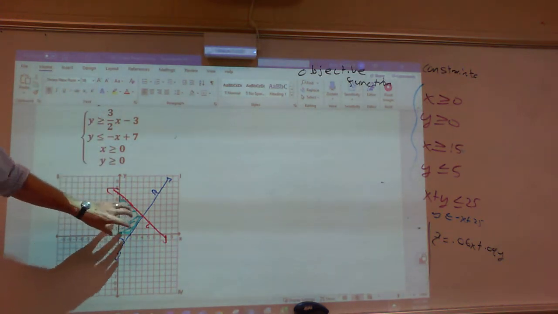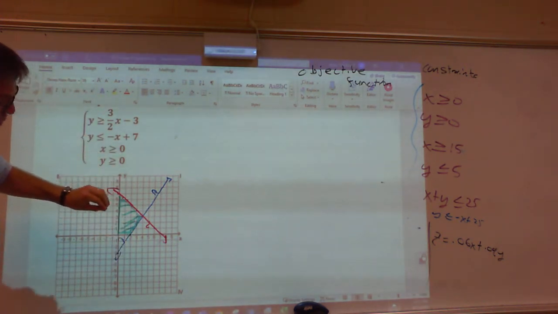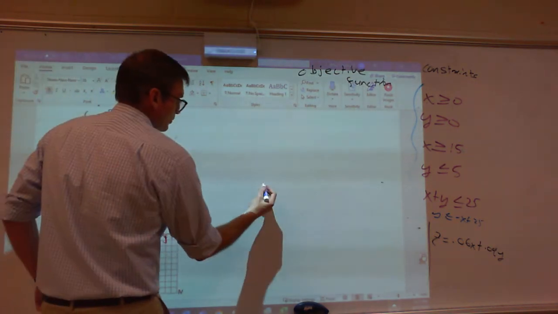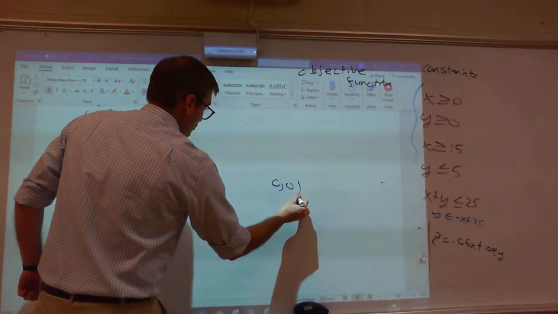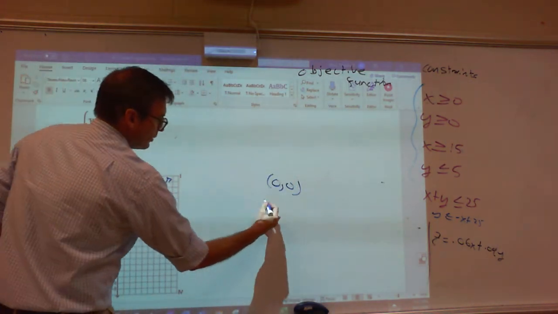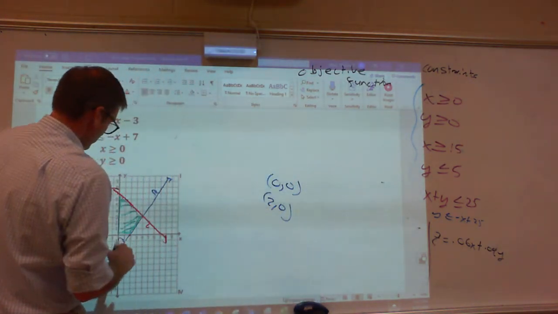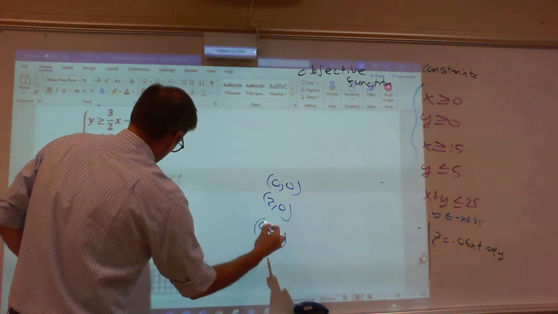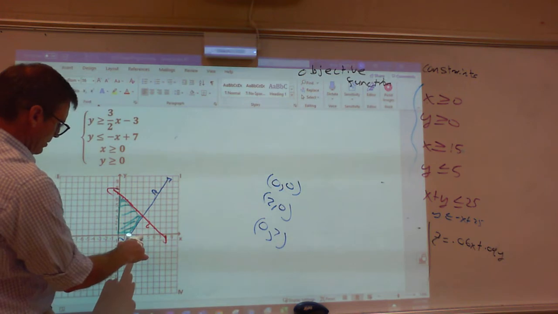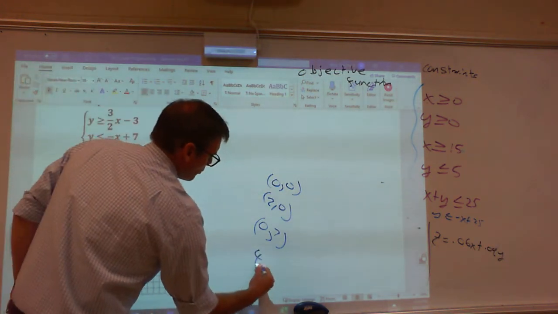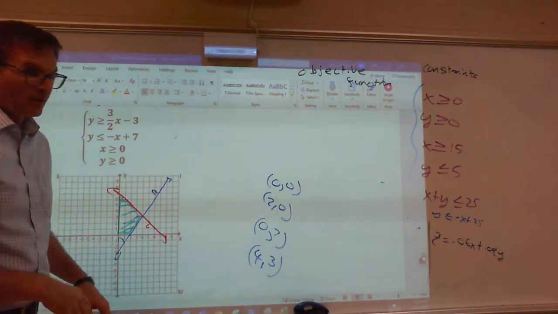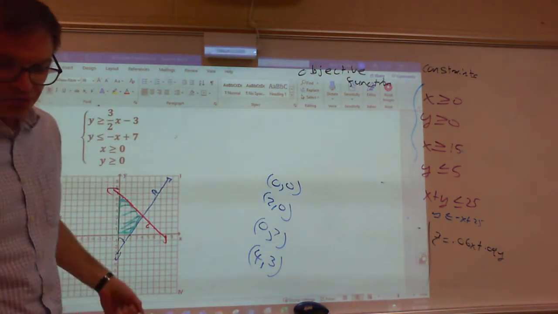Now, when you graph your feasible region, your next job is to find your boundary points. And so my boundary points are going to be (0, 0), (2, 0), (0, 7), and (4, 3). Because all of these are going to require a boundary point.